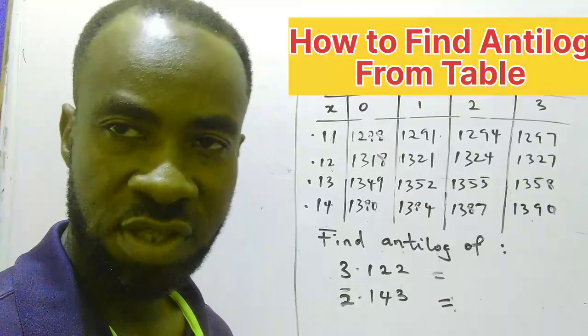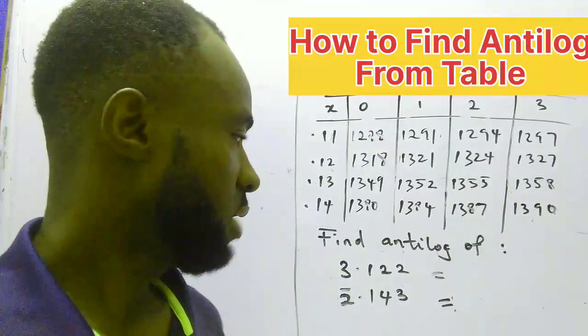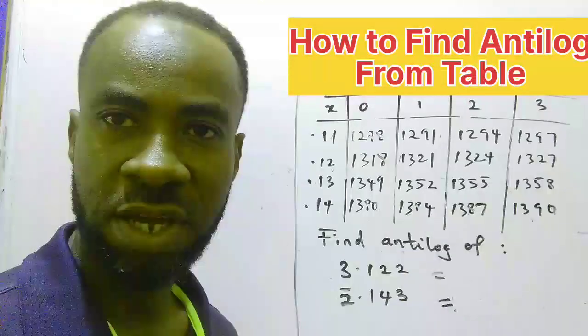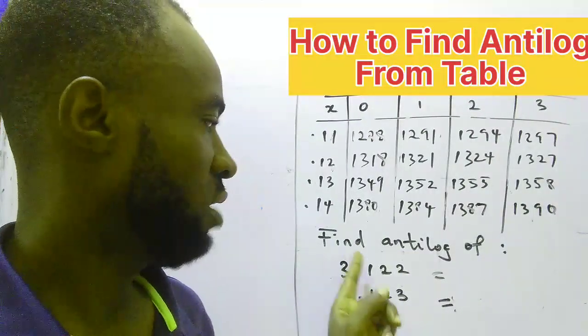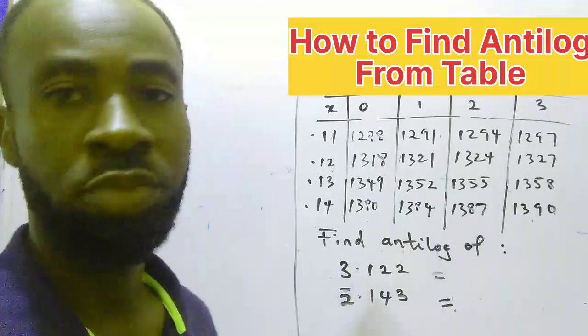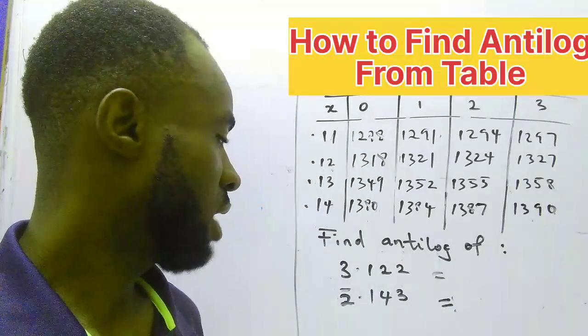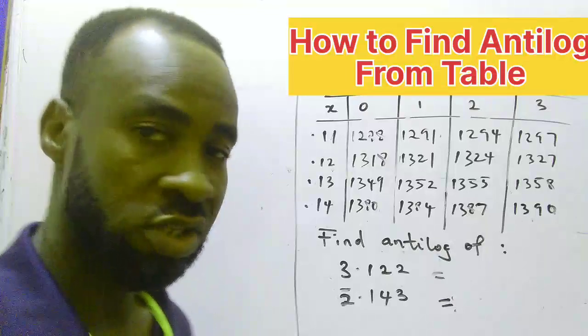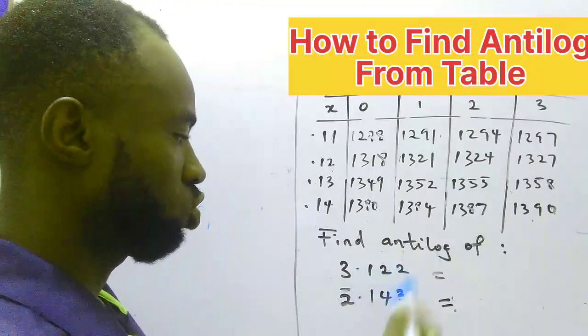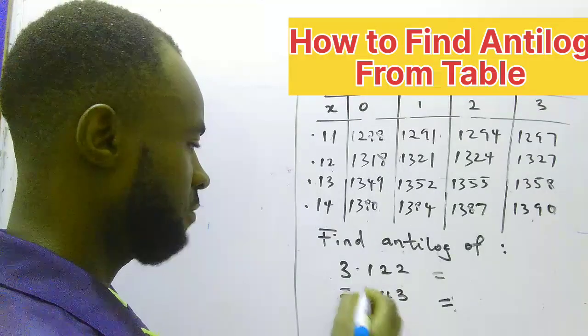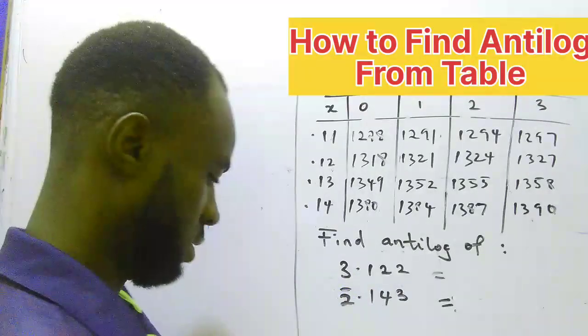Okay, so I hope you can see the board from here. Now, I want to show you how to find the antilog of numbers. Like this question now, they say find the antilog of 3.122 and bar 2.143. So we are looking for the antilog of these two numbers.